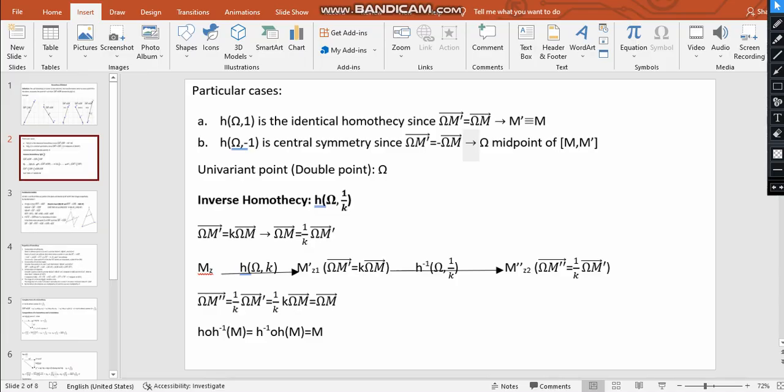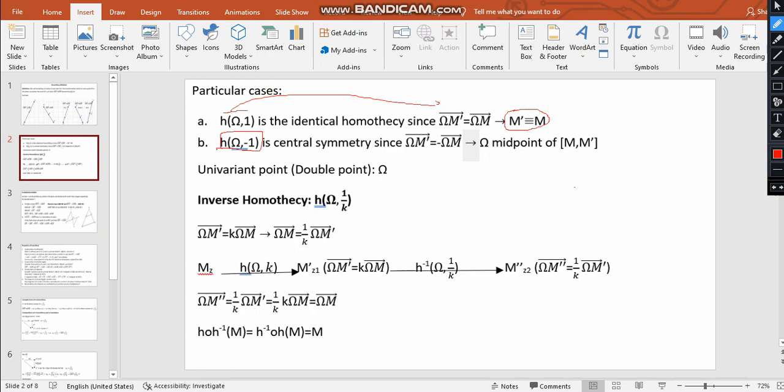Why did we say the ratio cannot be 1? Because in a homothecy, if it's 1, you are going to have omega M prime equal to omega M, and the two points are confounded, so we don't have a homothecy anymore, so we don't have an image. However, if it's minus 1, it's a central symmetry.